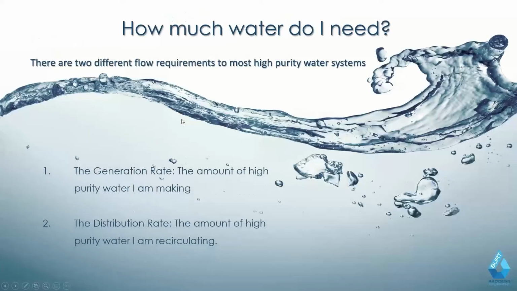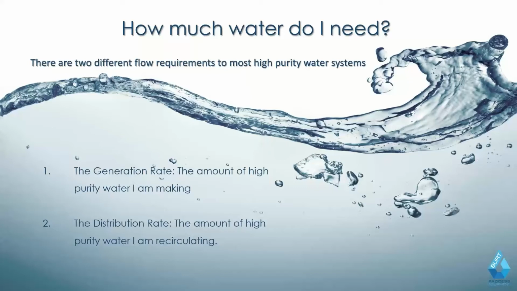And where that comes into play is when you talk about how much water for a high purity water system, there are two different parameters you need to look at. One is the generation rate, and the other is the distribution rate. Generation rate is the amount of water I need to make up. So when you're talking about a high purity water system, I'm going to generate 1,000 gallons of ASTM 2 water a day, or 2,000 gallons, or 3,000 gallons. That's how much water I'm expecting to use in this individual lab space.